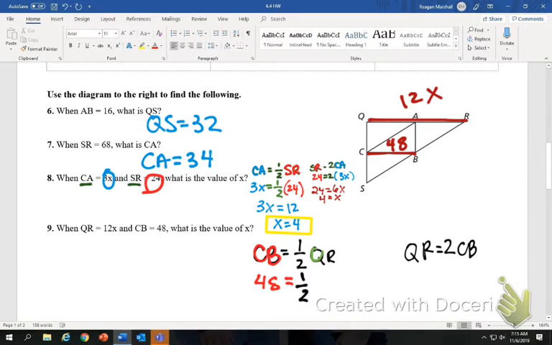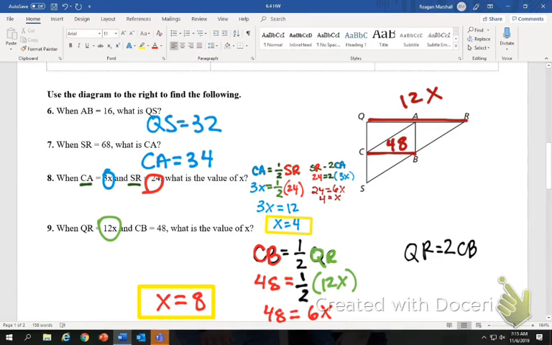So CB is 48, half of QR. QR is 12x. Alright, so half of 12x is 6x. So then divide by 6 and x equals 8. Same thing had you plugged in over here. QR is 12x. It equals 2 times CB. So you would get 2 times 48. So 12x equals 96. Divide by 12 and x still equals 8. So both ways are fine.